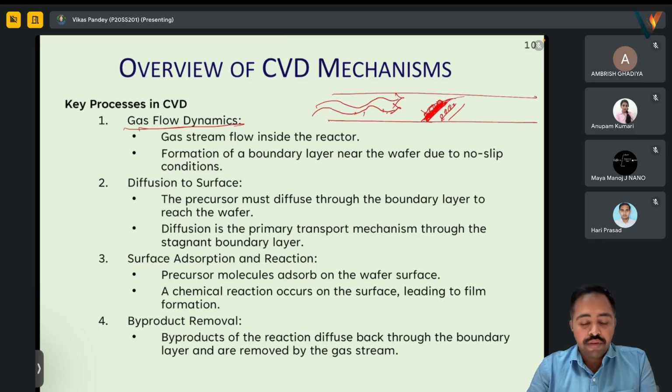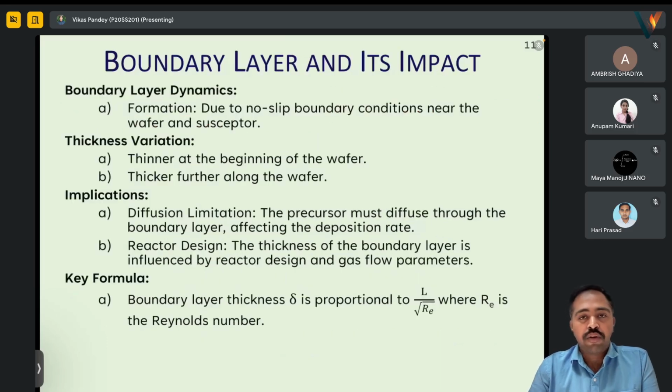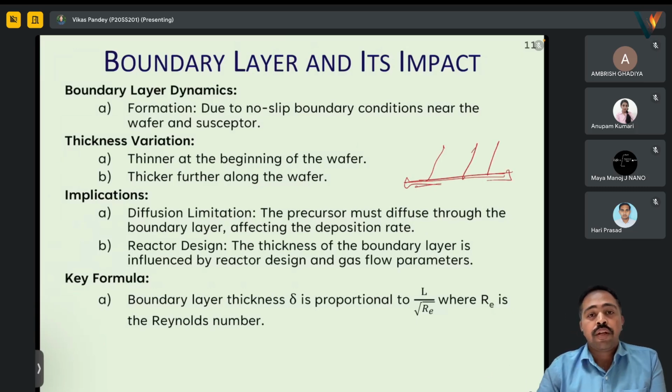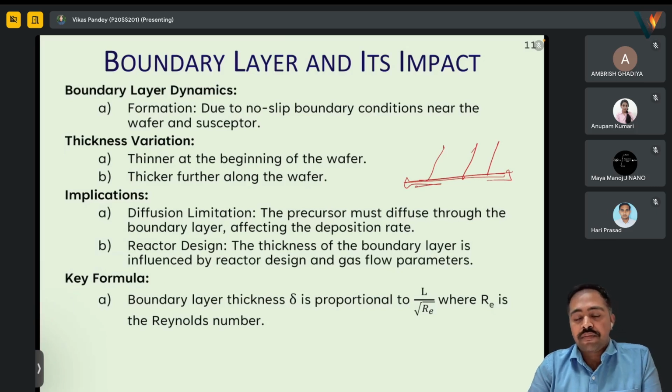What is a boundary layer? When we are talking about this, we were talking about the boundary layer. So what is the boundary layer and what is its role? It is due to the non-slip boundary condition near the wafer and susceptor. We have the susceptor that is holding the wafer. These are the boundary conditions. That means the reaction that is taking place.